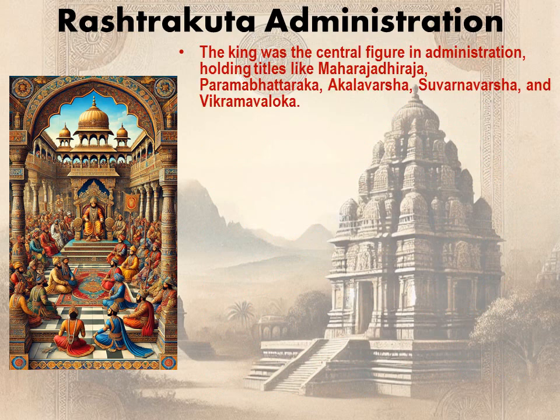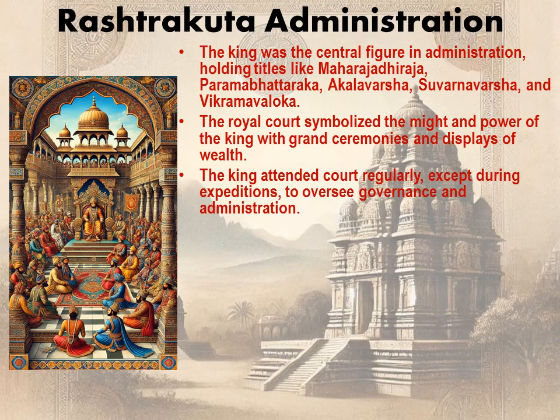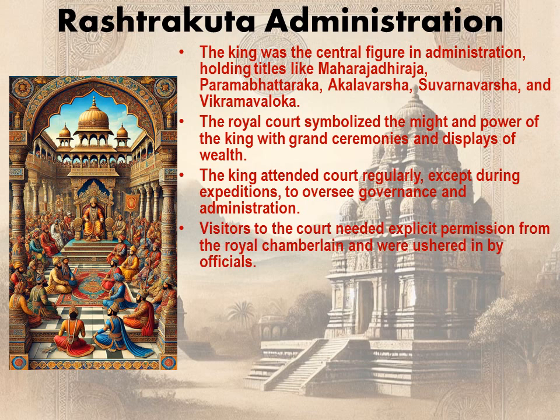Rashtrakuta administration. The king was the central figure in the administration, holding titles like Maharajadhiraja, Parameshvara, Parama Bhattaraka, Akalavarsha, Suvarnavarsha, and Vikramavaloka. The royal court symbolized the might and power of the king with grand ceremonies and displays of wealth. The king attended court regularly, except during expeditions, to oversee governance and administration.